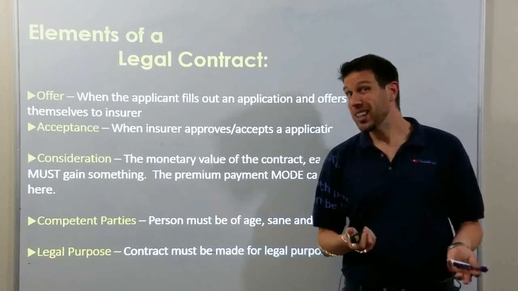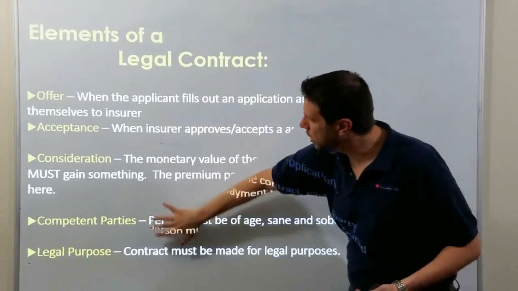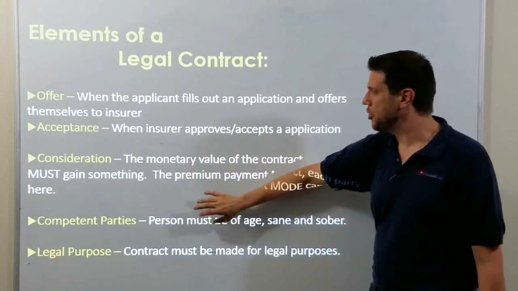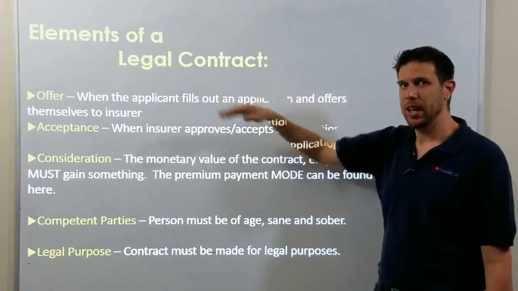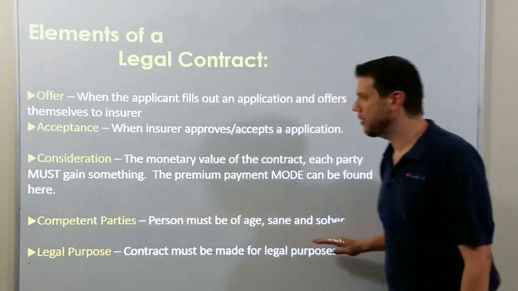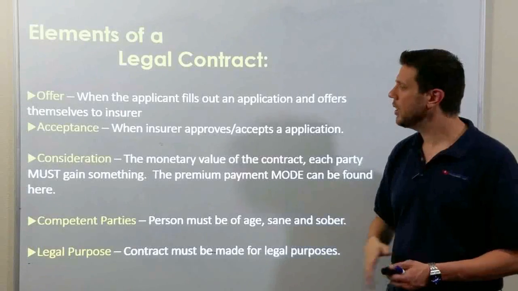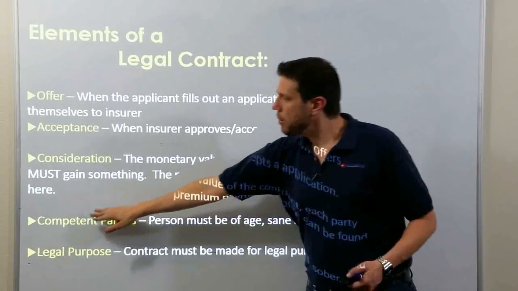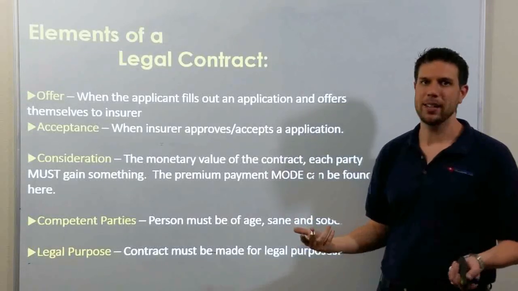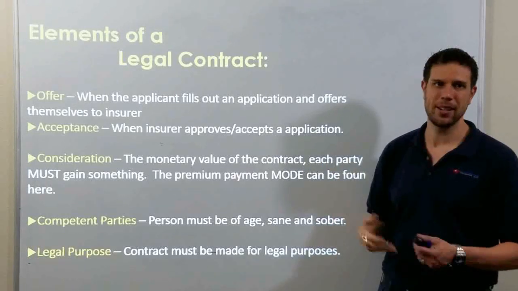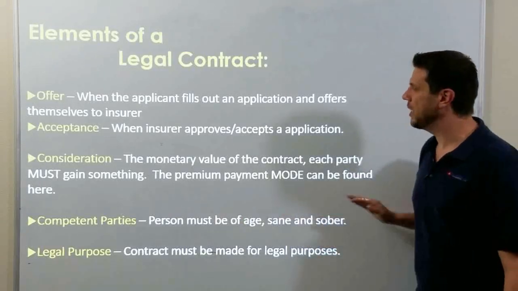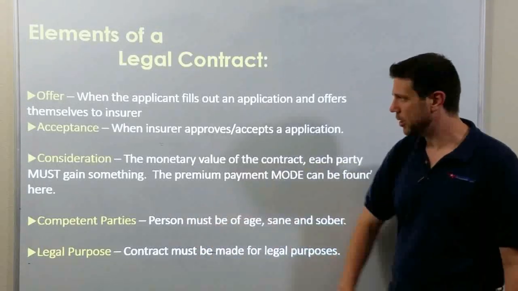In order to have an insurance contract, you have to meet these 4 metrics. A legal contract consists of offer and acceptance, consideration, competent parties, legal purpose. I'm going to start from the bottom and work my way up. All contracts have to follow the law. If it doesn't follow the law, it's not a legal contract. Everybody in the contract has to be competent. So you have to be of age, sane, and sober. You can't enter into a contract if you're a minor. You can't enter into a contract if you're drunk. You can't enter into a contract if you're crazy. So you have to be of age, sane, and sober in order to meet that metric.